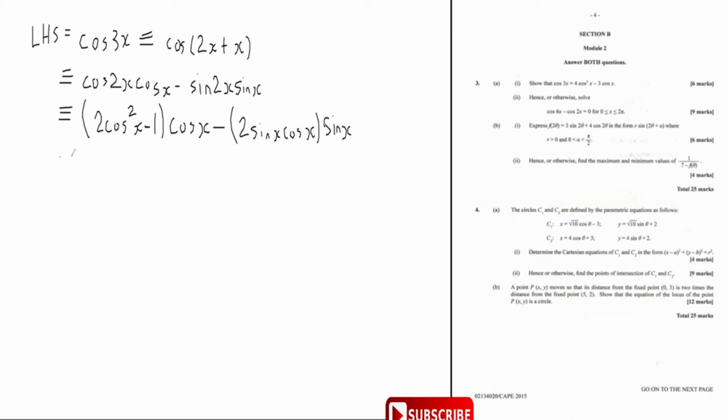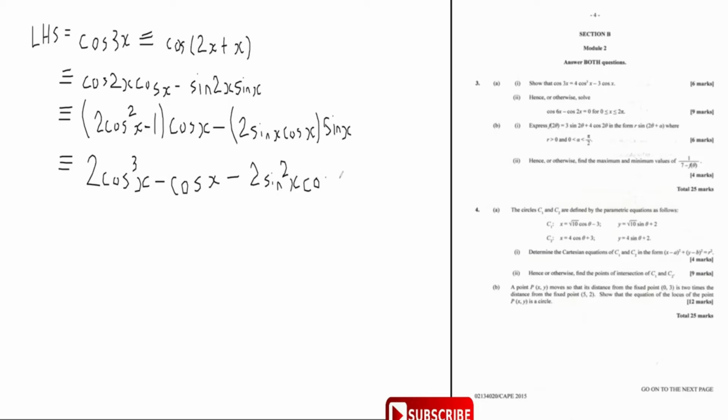And so what we do now is expand these out. Expanding through, 2 cos square x times cos x gives us 2 cos cube x. Then minus cos x times 1 is cos x. Then minus 2 sine x cos x times sine x, which becomes sine square, so it becomes 2 sine square x times cos x.